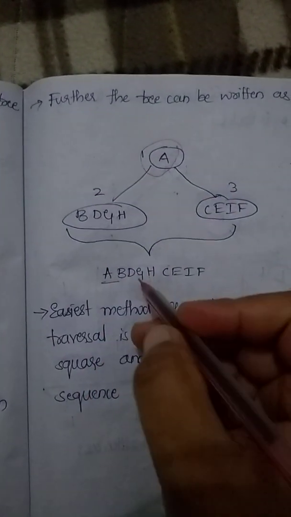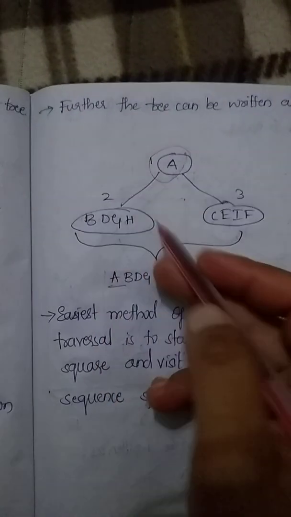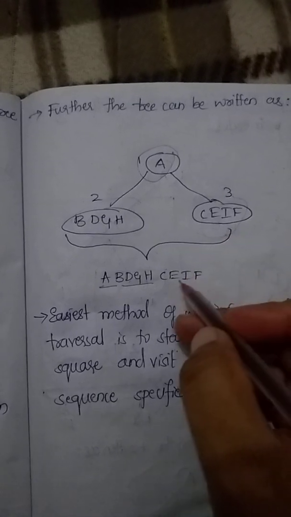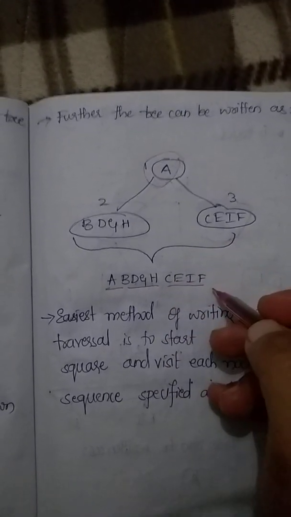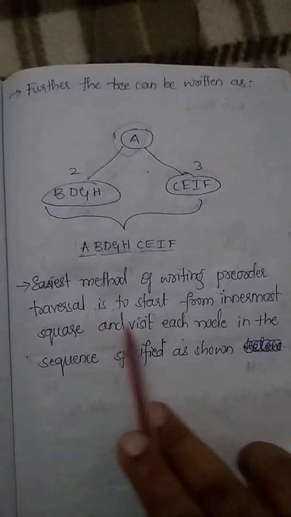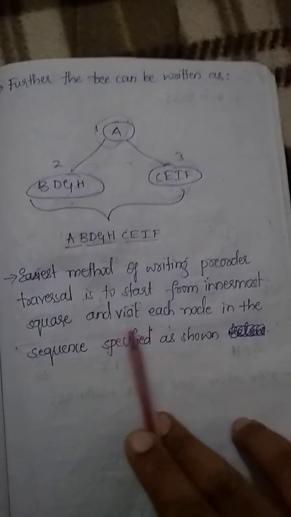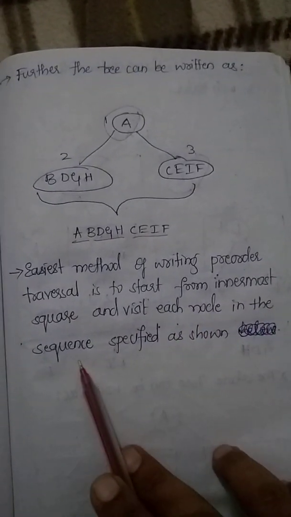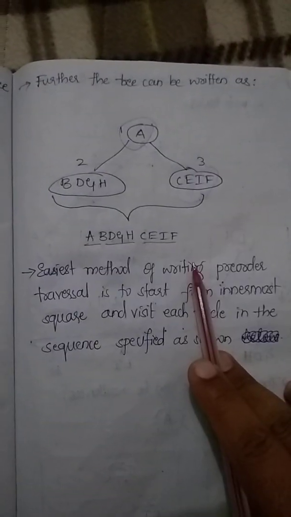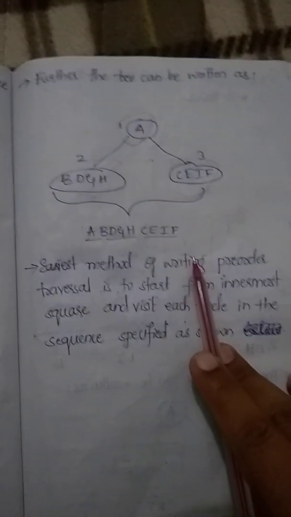So A has been written, then go for the left subtree, so BDGH, and then go for the right subtree, so CEIF, right? So here is a description of what I did. The easiest method of writing pre-order traversal is to start from the innermost square and visit each node in the sequence specified as shown in these diagrams. So this is the way we can go for a pre-order.